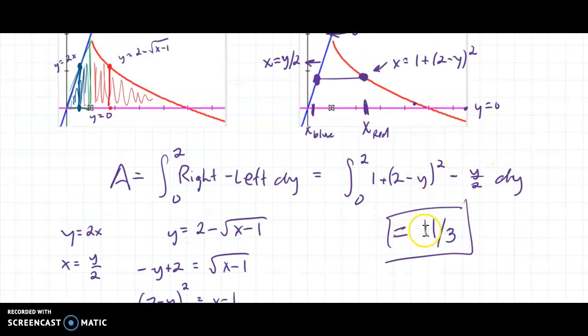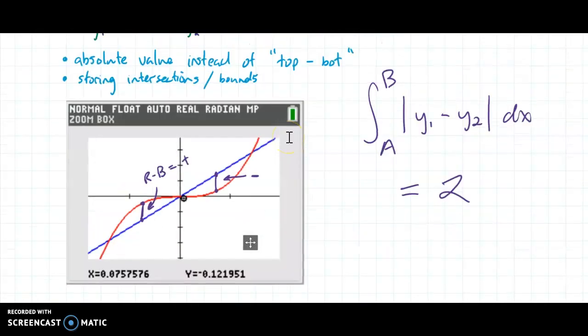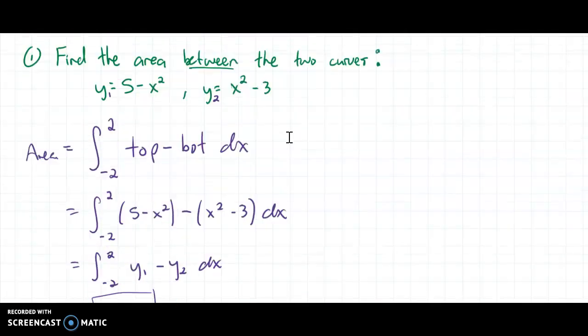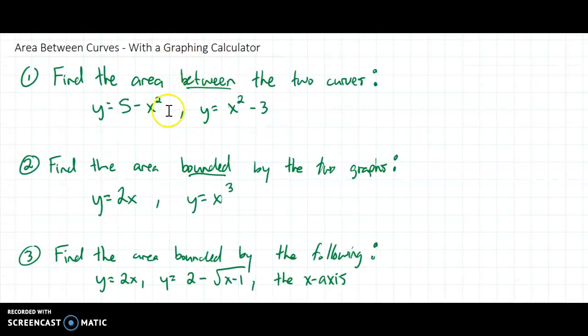So my answer for this one is 11/3. And I would have gotten the same answer if I had split it into two integrals, but sometimes we can't split it into two integrals, and I can do it with one integral with dy, and it works out just fine. So hopefully you understand how to use your calculator a little bit to find area for problems like these, and you can do some on your own.